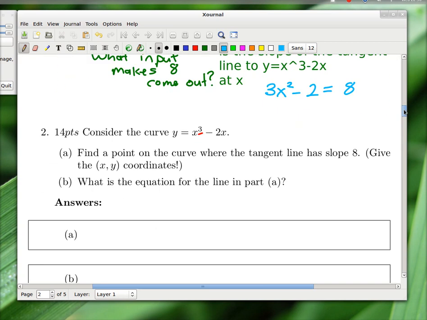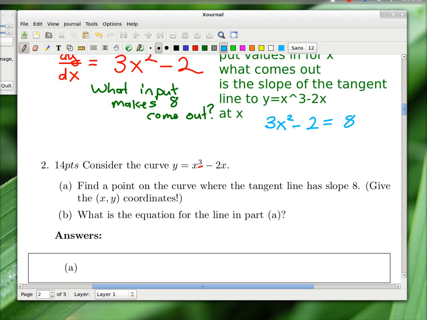Okay, so let's do it. Should I make? No, there's no more space. So let me add 2 to both sides to get rid of this 2, right? And so that leaves 3x squared equals 10. And now I can get rid of this 3 by dividing both sides by 3. And that gives x squared equals 10 over 3.